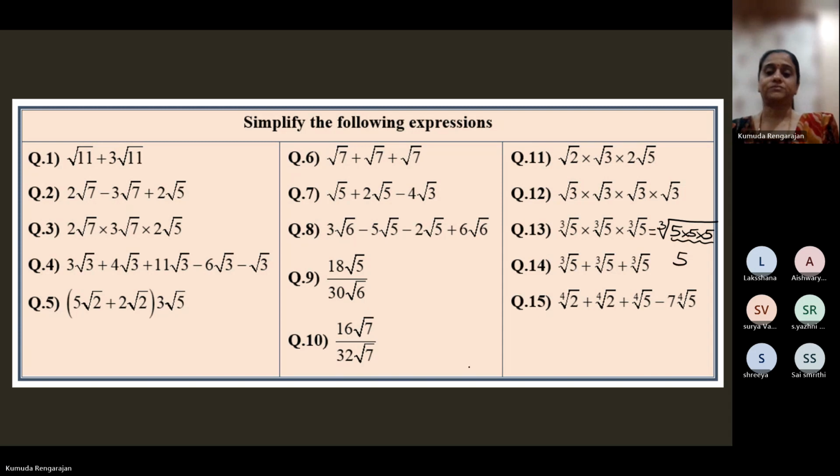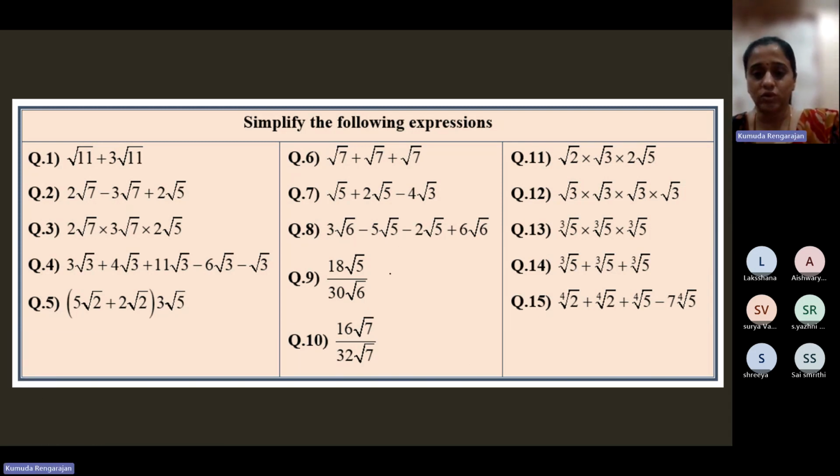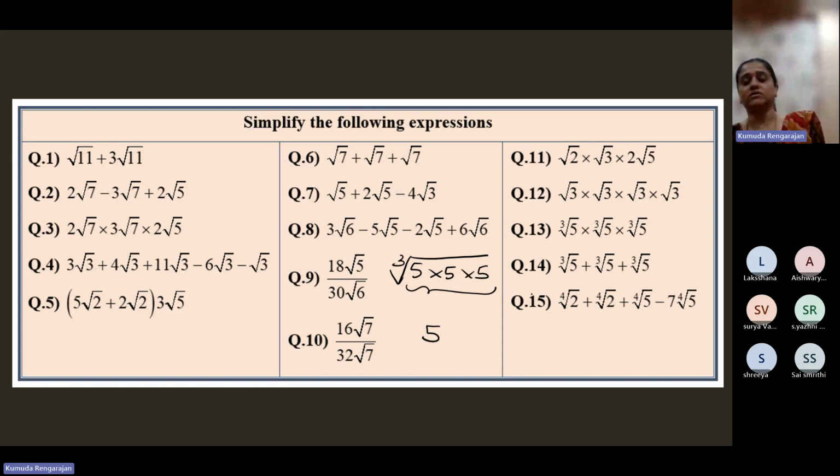So it's 5. Cube root of 5 into cube root of 5 into cube root of 5 is cube root of 5 into 5 into 5. So from 3 equal factors, 1 out of the cube root. So the value of this expression is 5.